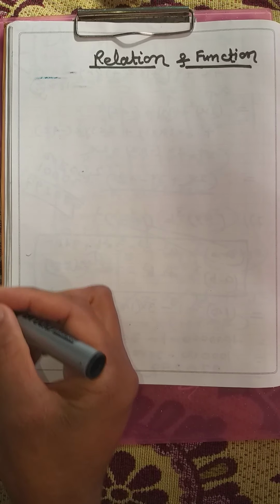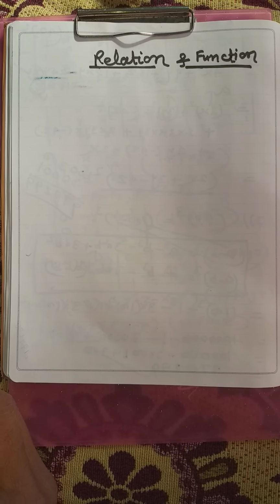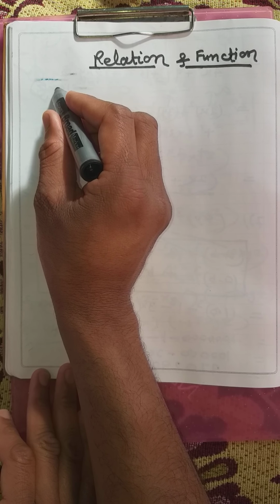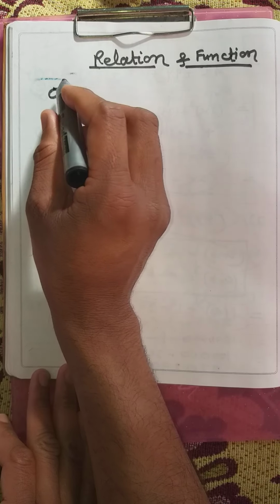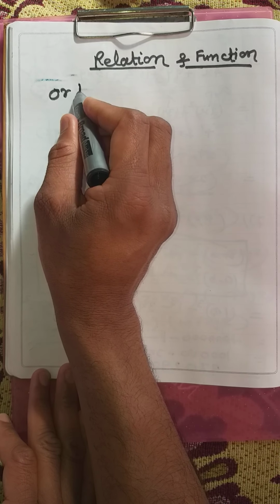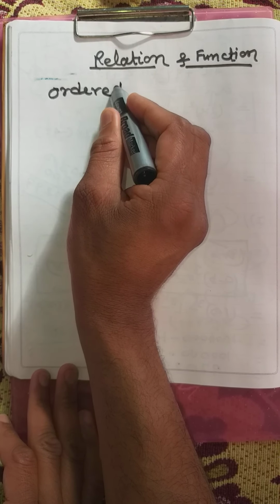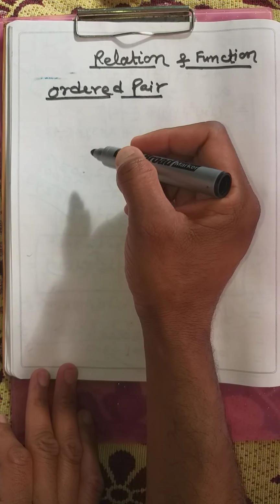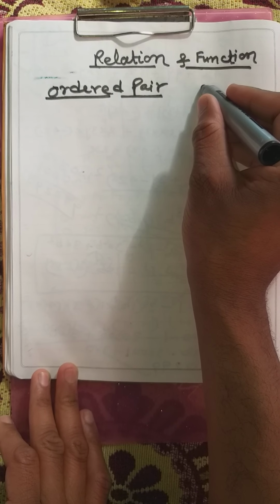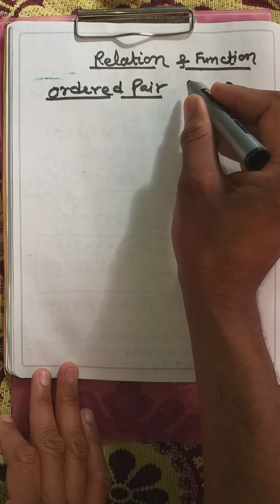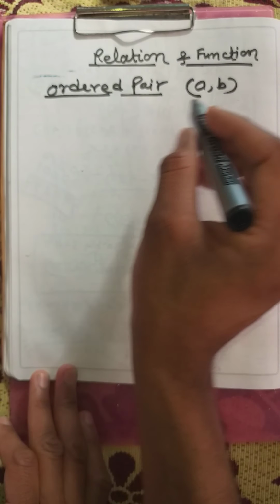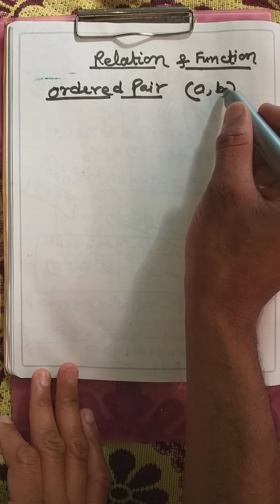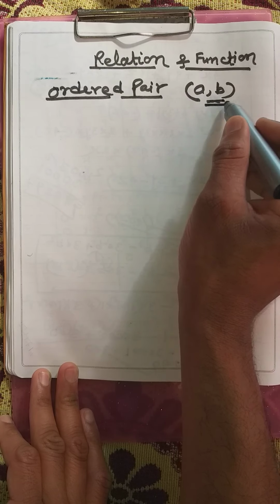At first, we need to understand the relation. Before starting the relation, we must know about the ordered pair, which we discussed in class 11. Ordered pair. We must understand this. (A, B) is called an ordered pair if the place of A is fixed and the place of B is also fixed. This is called an ordered pair.